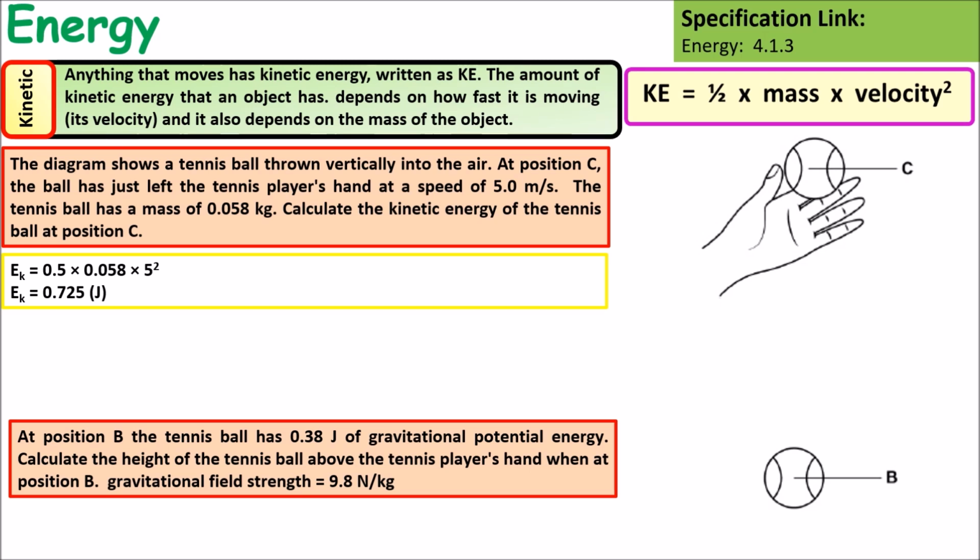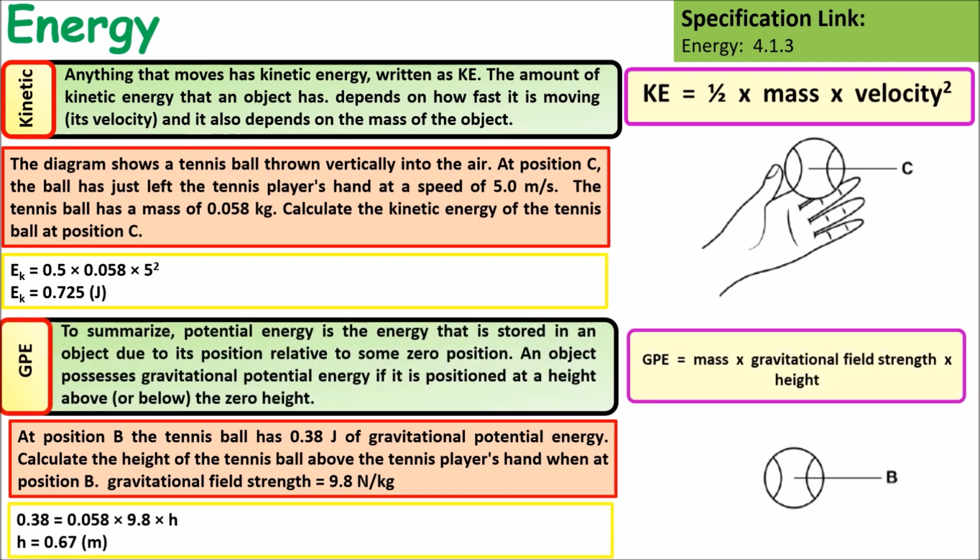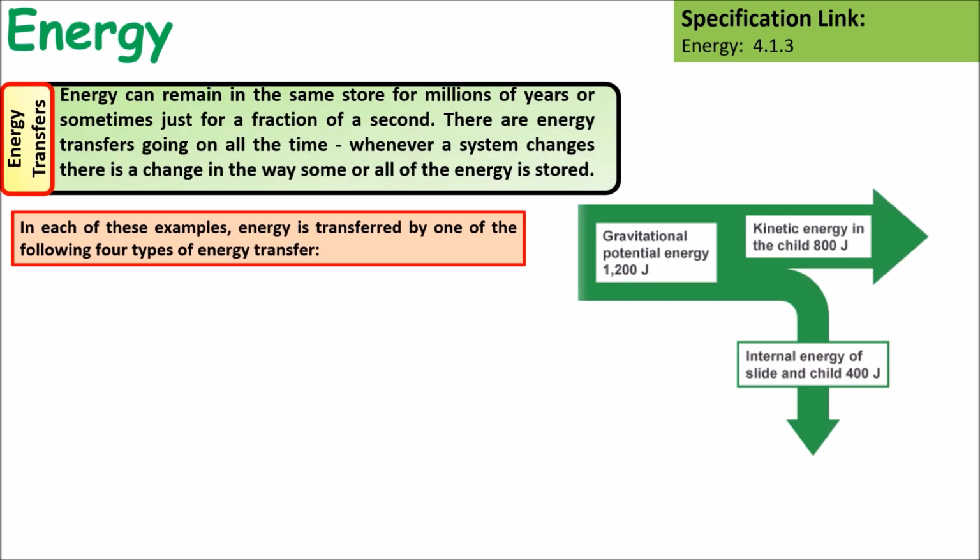Next, at position B, the tennis ball has 0.38 joules of gravitational potential energy. Calculate the height of the tennis ball. The equation that you'd need to use would be mass times gravitational field strength times height. That would give you a height of 0.67 meters.